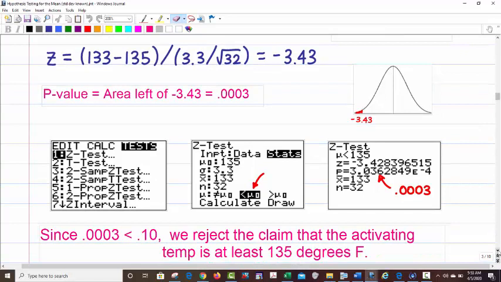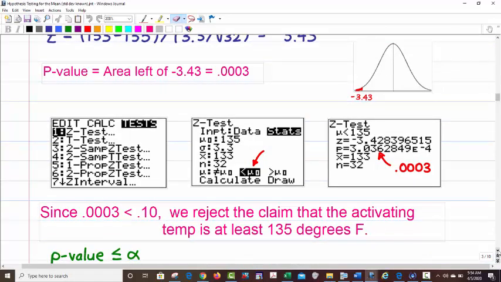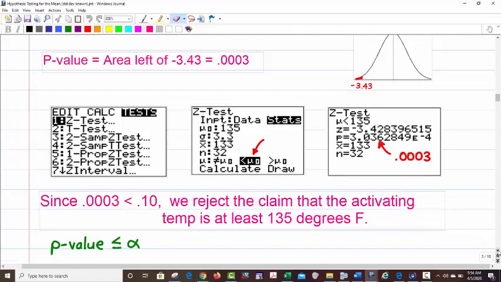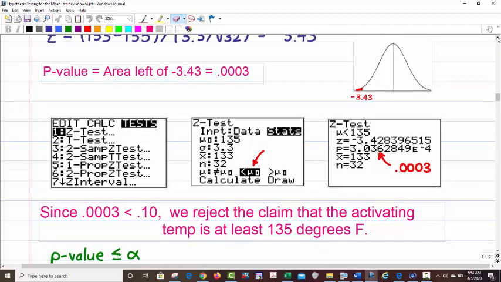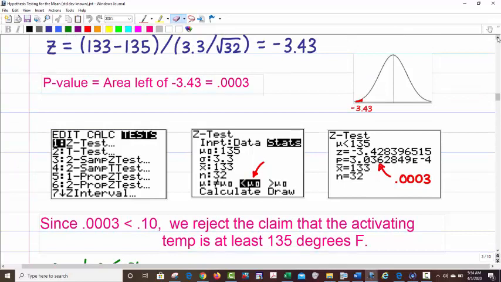And I'll show you the calculator thing here in a second. Actually, I'll just leave the screens here, and maybe we'll do a different one shortly. But I want to point out something from the calculator output. So here's your p-value, 0.003. Your alpha was 0.10. So then we decide what symbol goes here. It's less than. So if your p-value is less than your alpha, you reject the H0, which means we reject the claim that the activating temperature is at least 135 degrees. So we disagree with it completely.